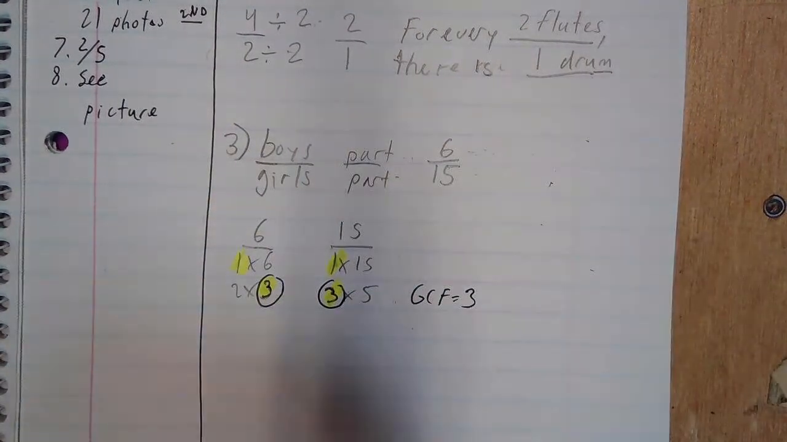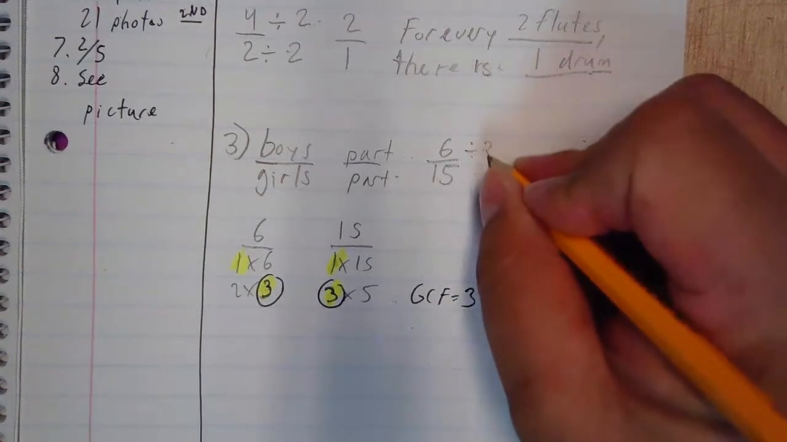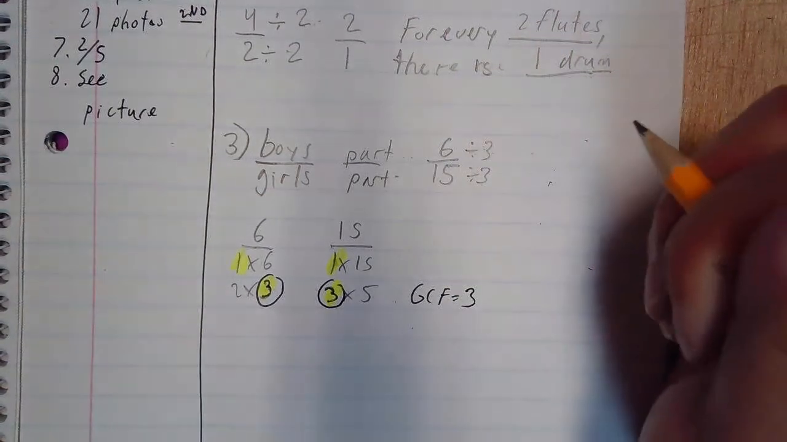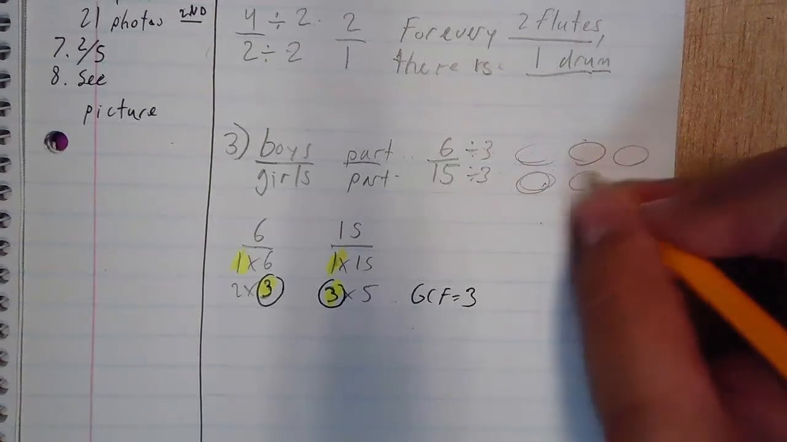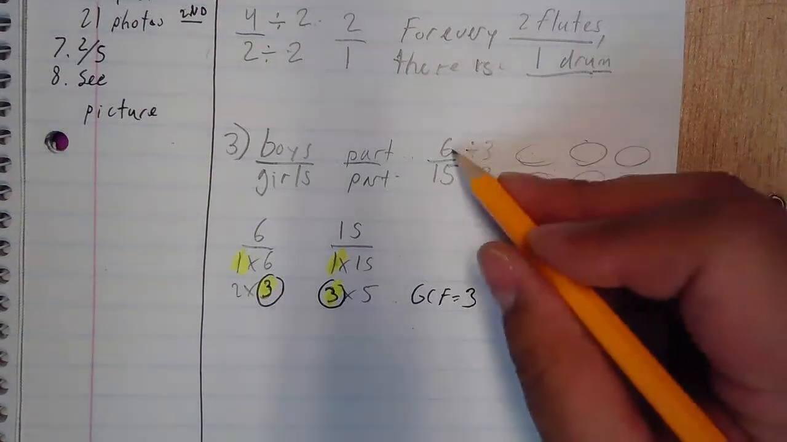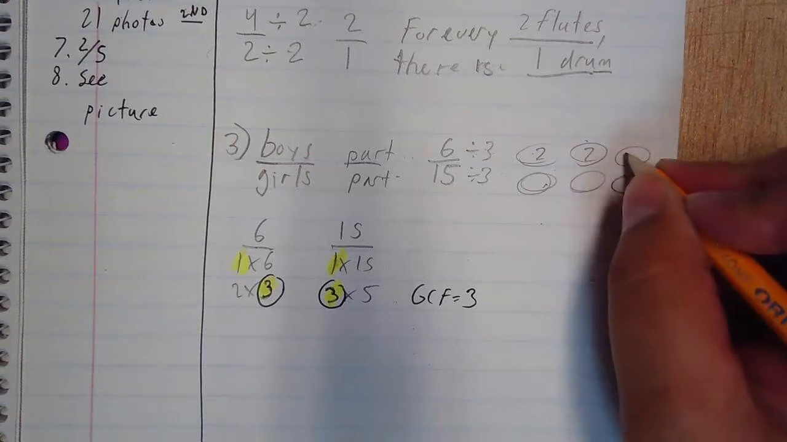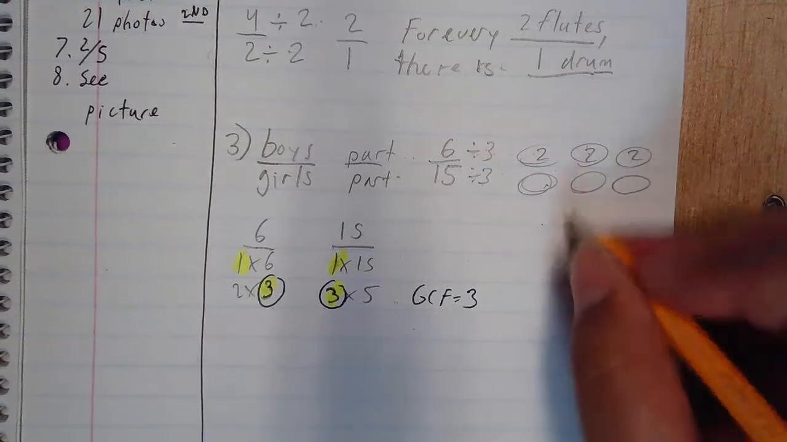But what does that mean? That means I'm going to divide both by 3. But what does that 3 mean? It means I'm going to break it up into 3 groups. I'll break the 6 up into 3 groups. Now if I do that, each one is going to have 2. Right? 2 plus 2 plus 2 is 6.